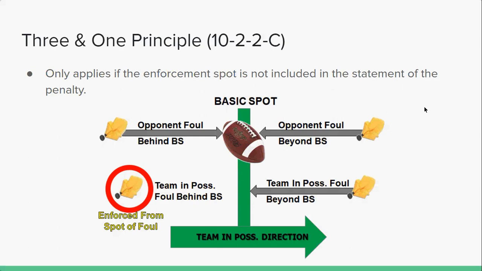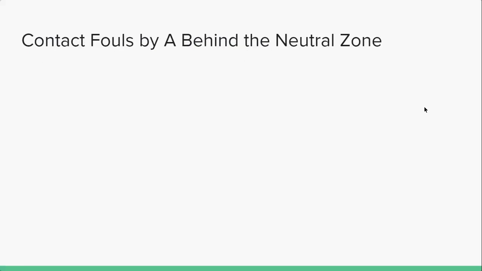You can see here the 3-and-1 principle is, if we have a foul by the opponent either beyond or behind the basic spot, we would enforce that penalty from the basic spot if the 3-and-1 principle applies. We have a foul by the team in possession beyond the basic spot, we'd enforce that penalty at the basic spot if the 3-and-1 principle applies, but we would enforce a foul by the team in possession behind the basic spot from the spot of the foul, again, if the 3-and-1 principle applies and the enforcement spot is not included in the statement of the penalty. So hopefully that clears some things up as it relates to the 3-and-1 principle.